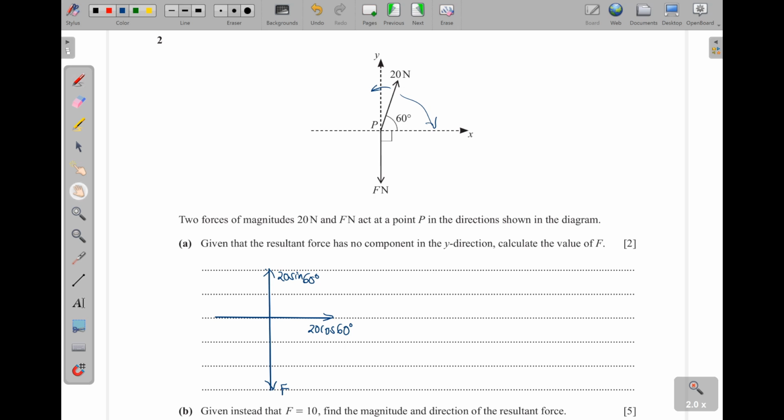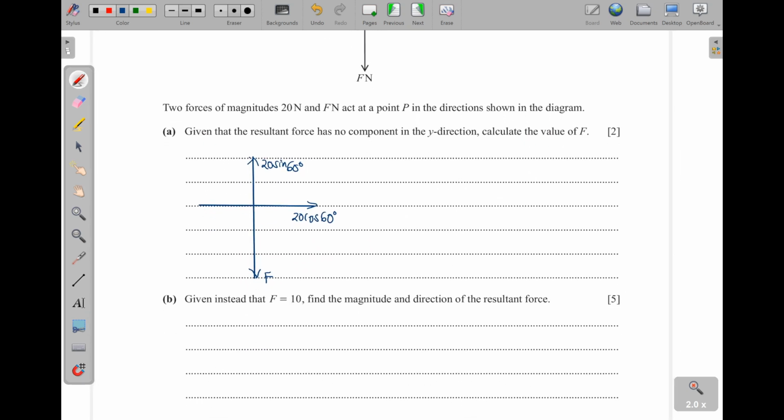Okay. So if the resultant force has no component in the y direction, that means the resultant in y is 0. So in other words, F is equal to 20 sin 60. Okay, this one is going to be 20, then sin 60 is the same as root 3 over 2. And this one will give us 10 root 3. So I can just leave it there, or I write 17.3.